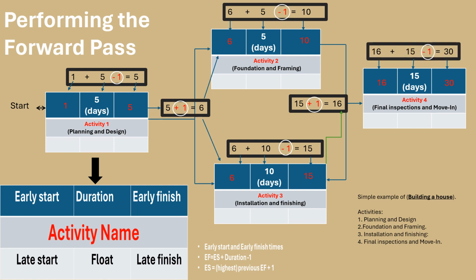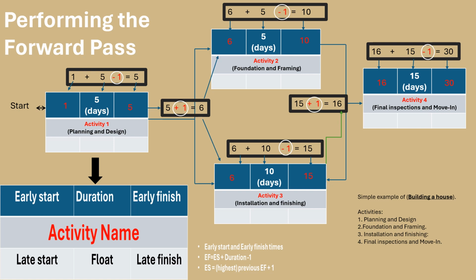In this practical example, I will walk you through the process of performing the forward pass step by step. To initiate the process, enter 1 day in the early start cell. Subtracting 1 from the early finish day, which is set to 5 days, results in a total duration of 5 days. To progress to the next activity, you need to add 1 day, bringing the early start to 6 days. Apply this early start value to both activities 2 and 3.